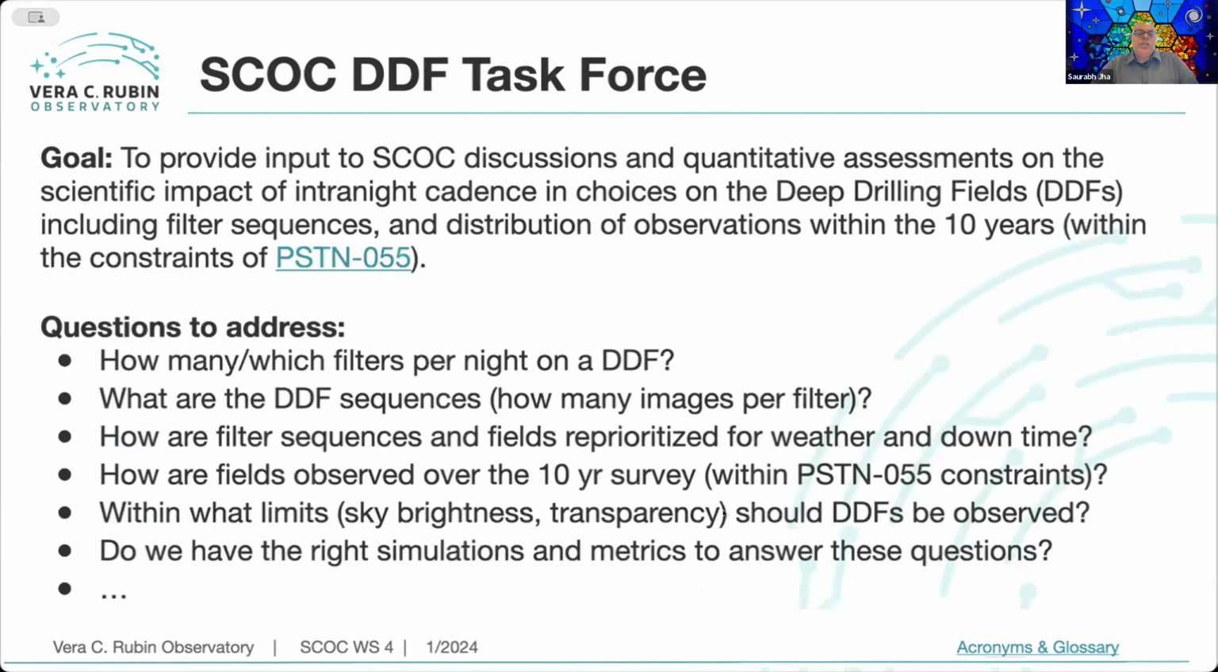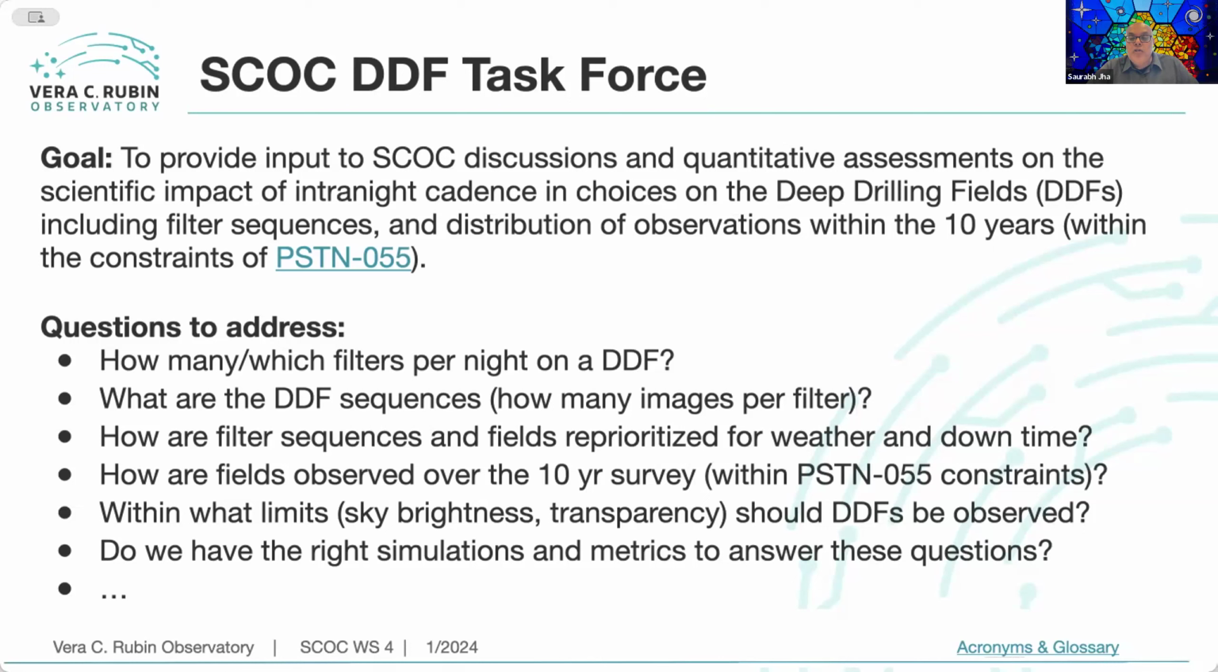And so what are the questions? So these are some of the questions from our charge. So exactly what filters and how many on a given night per DDF? What are the sequences, meaning what are the number of exposures in each filter? How are filter sequences and fields reprioritized for weather and downtime? Do you just stick with a fixed schedule, or do you go back if you've missed certain filters, et cetera?